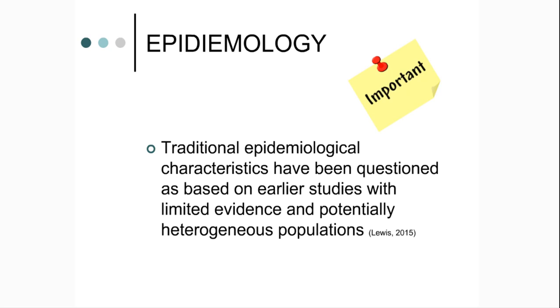So I think the important thing about the epidemiology is that we should start to question the traditional characteristics that we read at the beginning of every paper, as they're all based on a lot of earlier studies which have perhaps poor methodology and limited evidence. In particular, they are looking at heterogeneous populations, which is one of the big problems we have with research about frozen shoulder: apples aren't apples with all the subjects they're including in these studies. So just keep in mind that it may not be as common as we think.